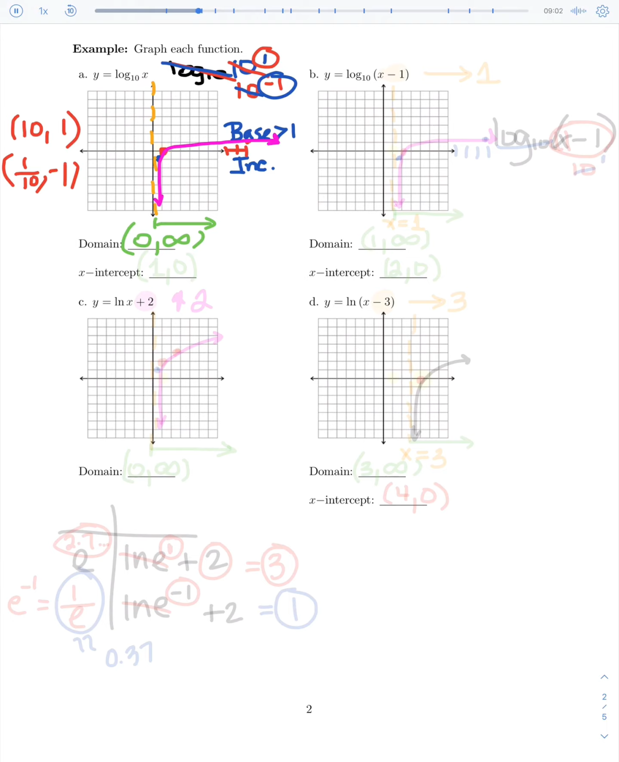Where is my x-intercept? Meaning, where do I cross the x-axis? Well, I cross the x-axis where I normally do, here at 1. So our x-intercept is at (1, 0).